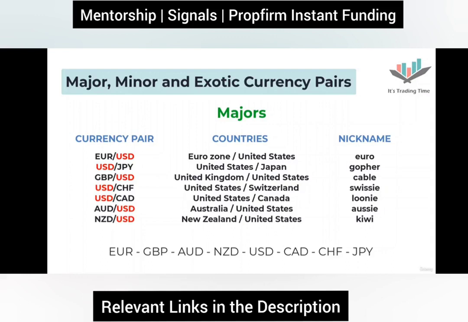So this is the order. We have Euro, Pound, Australian dollar, New Zealand dollar, US dollar, Canadian dollar, Swiss franc and Japanese yen. So if, for example, we want to look at the exchange rate between Euro and New Zealand dollar, it is likely that your broker will quote it as Euro against New Zealand dollar. So Euro first as a base currency and New Zealand dollar second as a quote currency. This is because most of the financial institutions around the world follow this order to quote currency pairs.